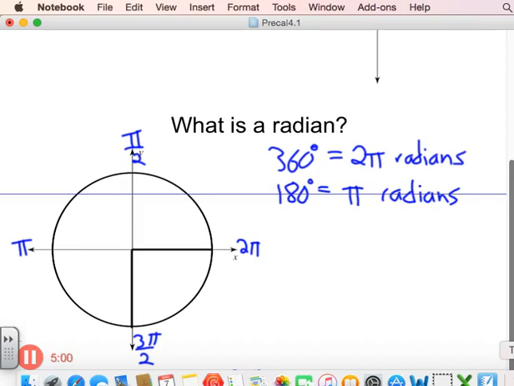All right, and every 180 is 1 pi, every 360 is 2 pi's. So we can say 90 degrees is pi over 2 radians. These are ones that are important to know because they come up so much. And of course, 270 degrees is 3 pi over 2 radians.